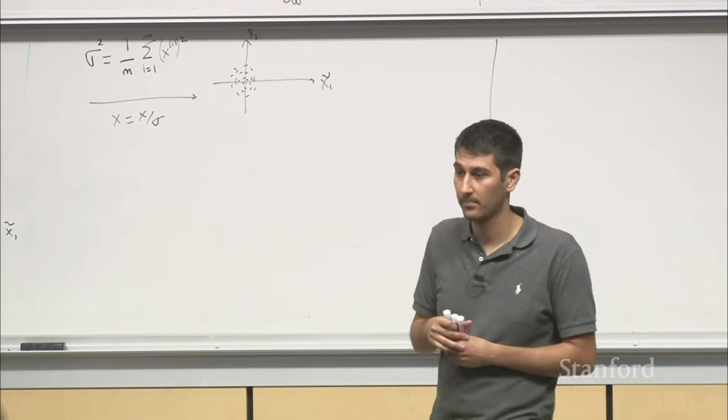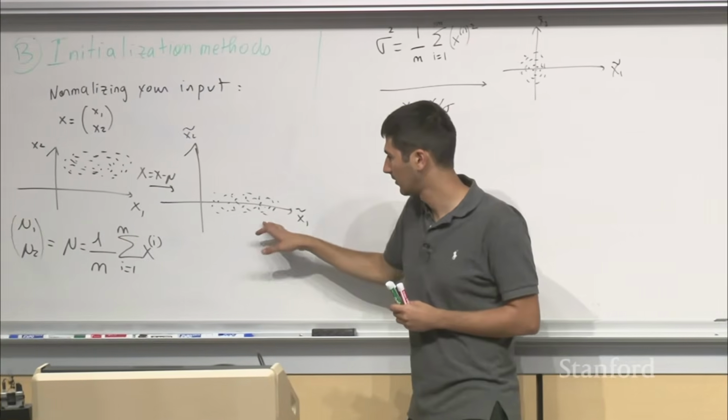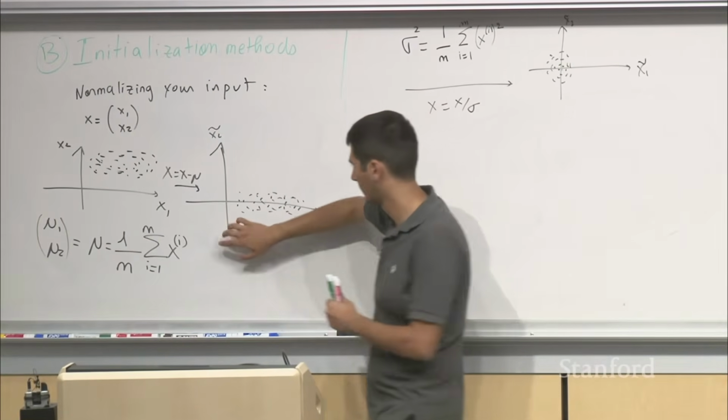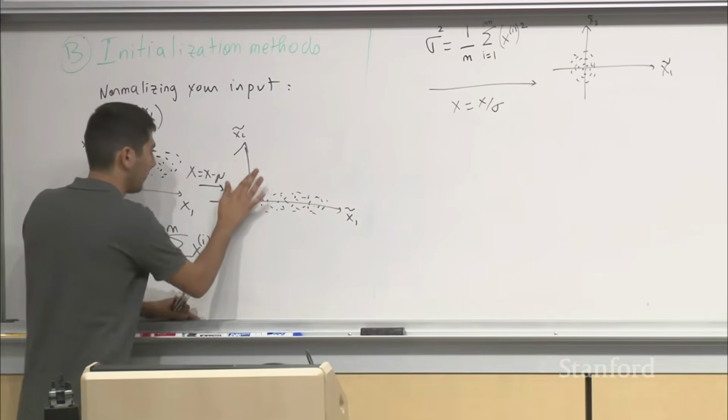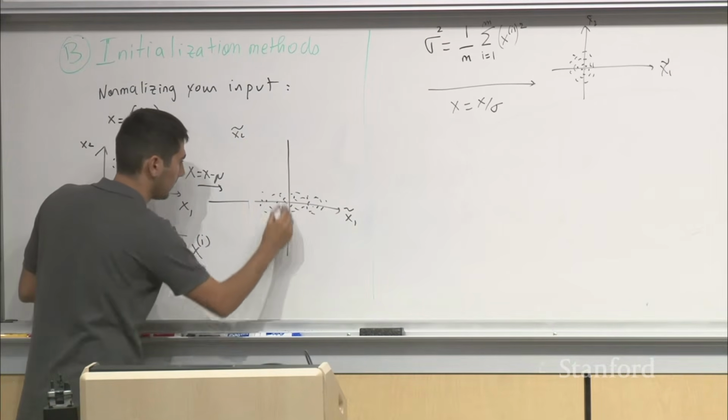Yeah. Sorry? Oh, yeah, sorry. Yeah, correct. So if we subtract the mean of x1 and x2, it will be something like that.